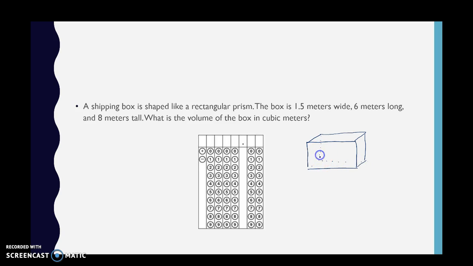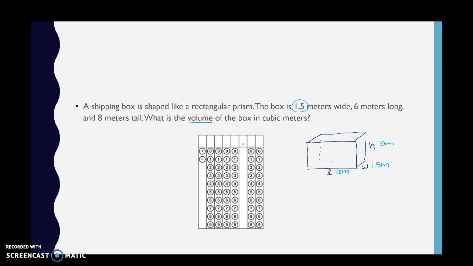Okay, so you guys tell me, remind me, where is length, width, and height? So you want to think about it in that order, right? We're going to have length, width, and height. So now that we know that, we can label it with the problem. It says the box is 1.5 meters wide, so I'm going to go over here to width and put 1.5 meters, 6 meters long, and 8 meters tall. So what is the volume of the box in cubic meters?